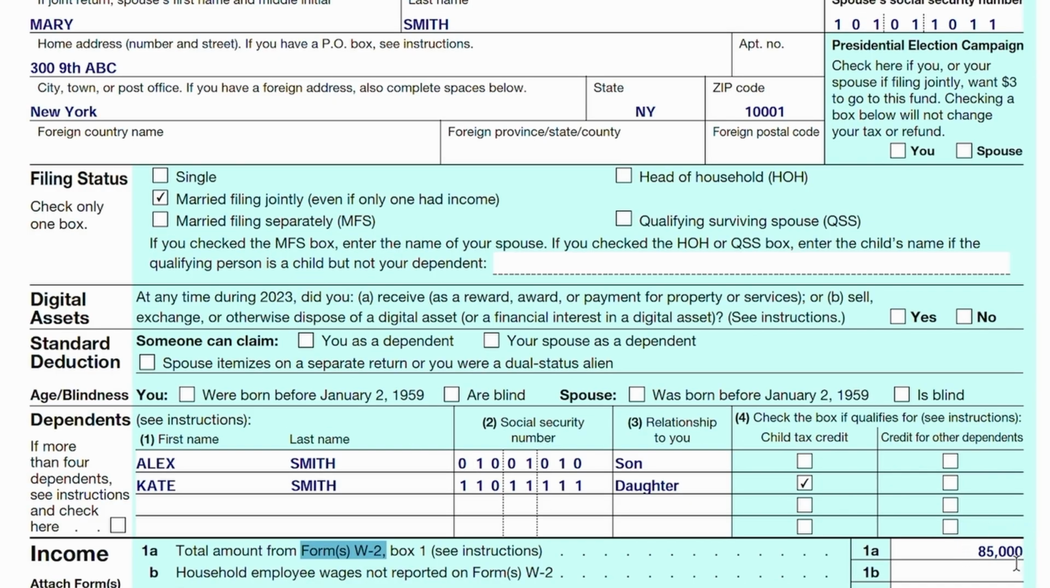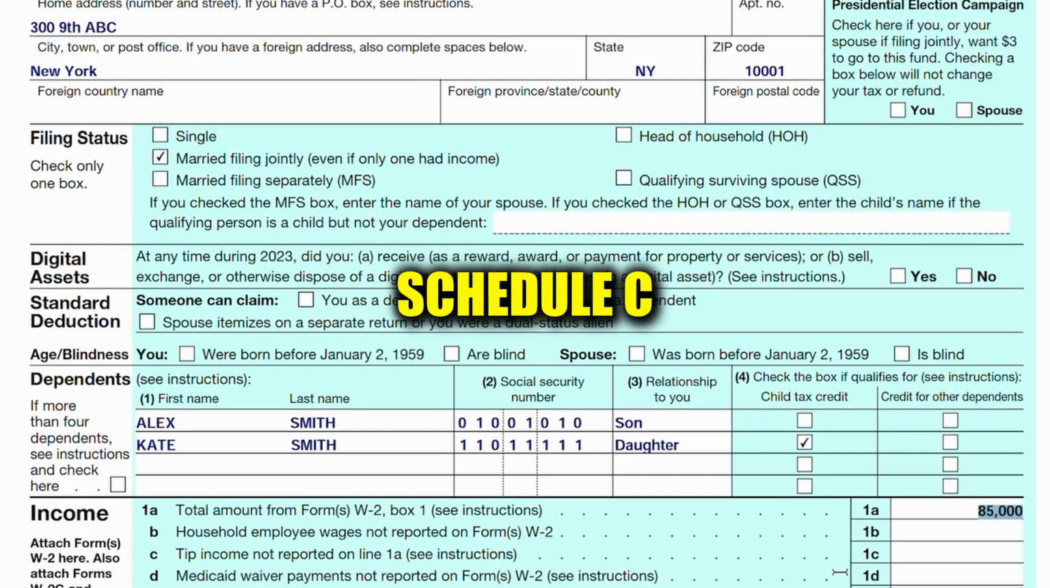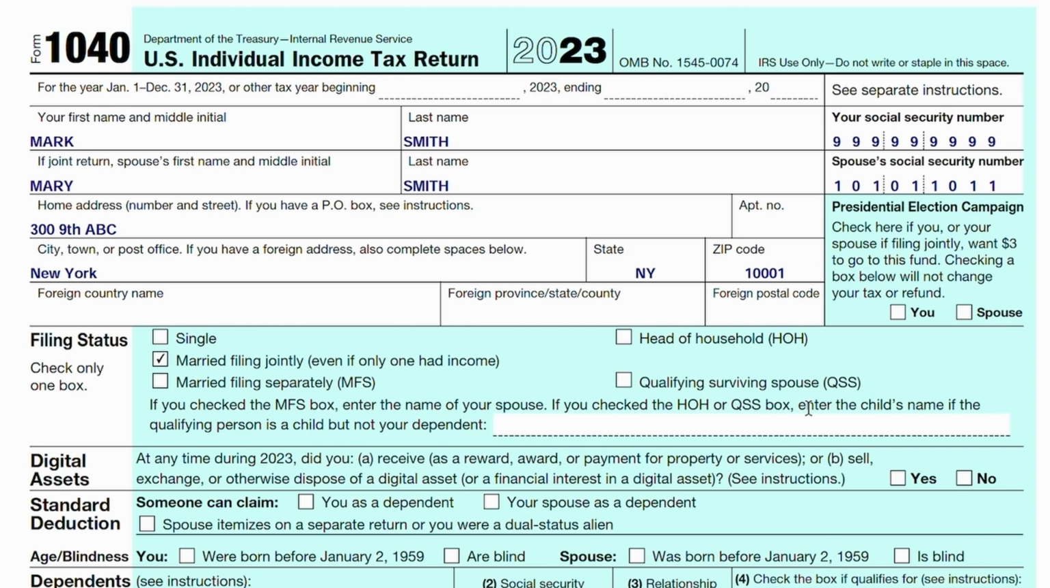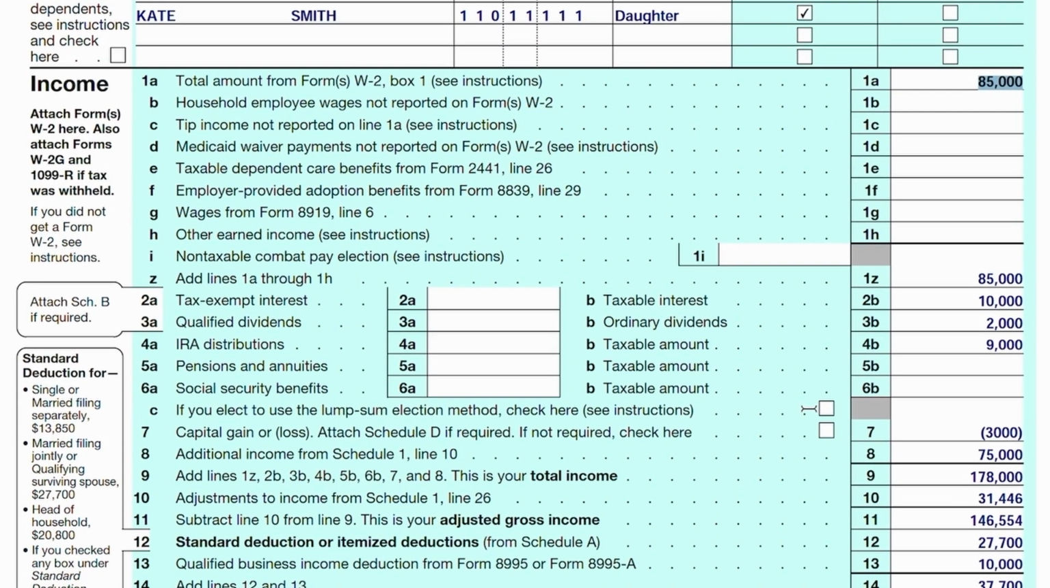Now that you understand that this $85,000 is of Mark Smith and he is a salaried professional who gets W2 from his employer, what about Mary Smith? Mary Smith does not work for any employer, she does not get W2, therefore her income will not be reported on line 1a. Mary Smith is a businesswoman, she runs her own business, and that is why she has to file Schedule C. Her income will be reported on Schedule C, and through Schedule C that income will appear on Form 1040, but it does not directly appear on Form 1040.